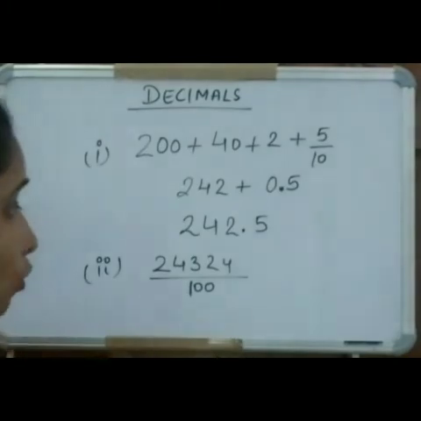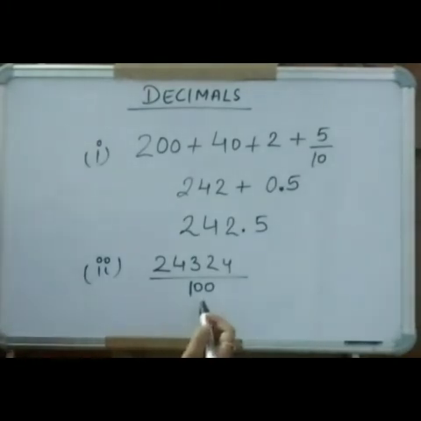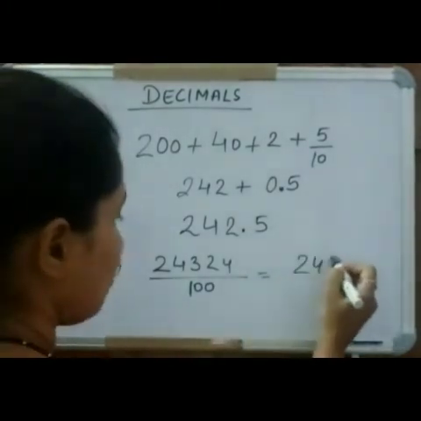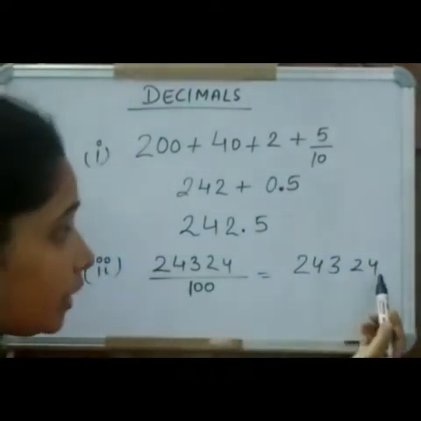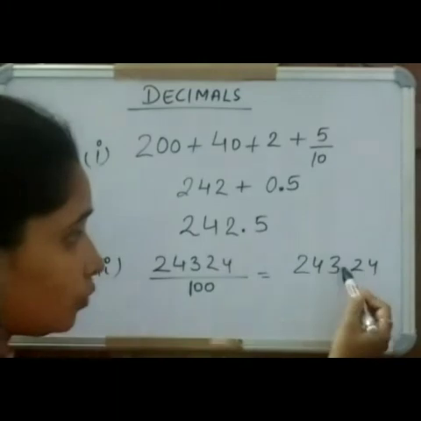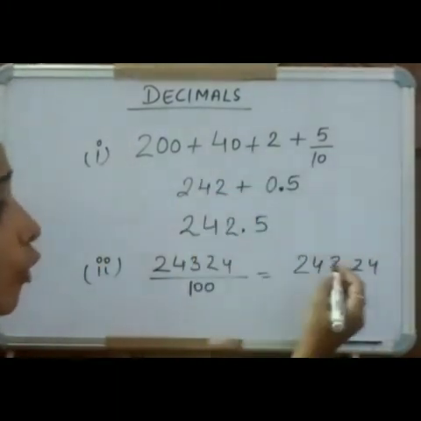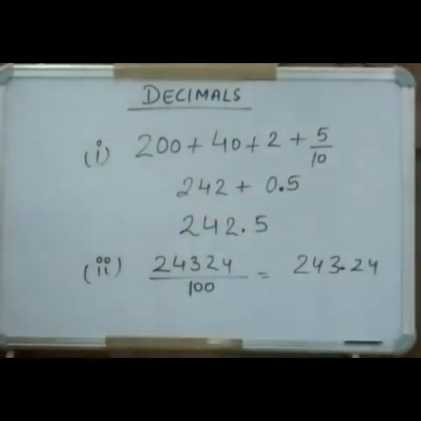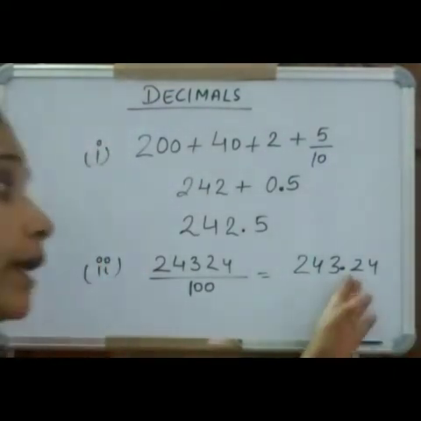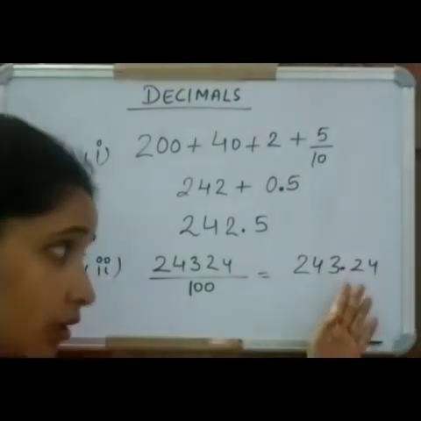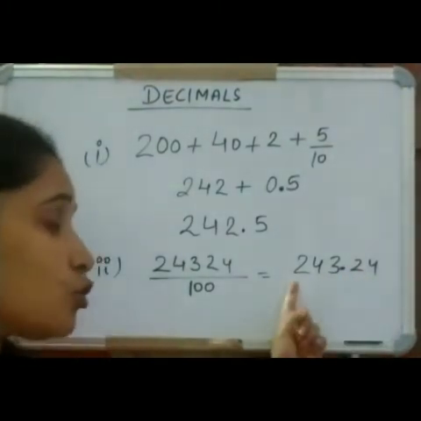Now see here, we are given this number and we have to convert it into decimal form. We just count the zeros. After writing this number, we count the zeros. There are 2 zeros, so from here we count 2 places, 1 and 2, and here we put the point. So it will come as 243.24. How will we pronounce it? We will not read it as twenty-four.